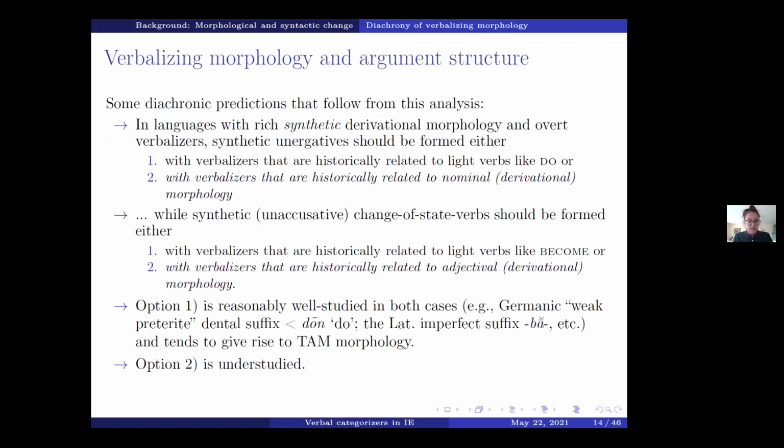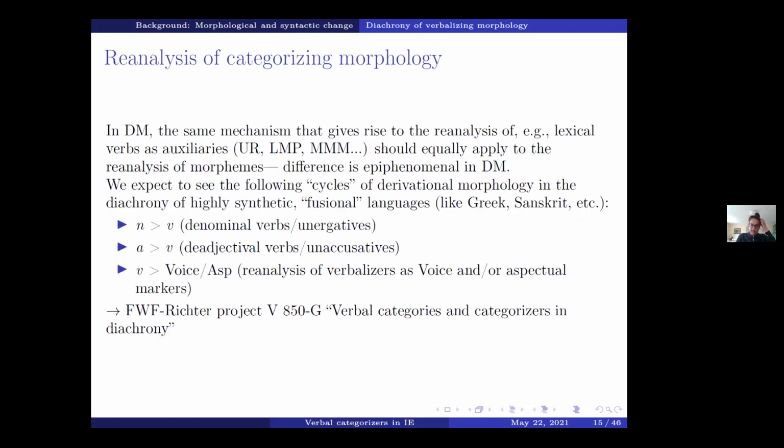And so the first option is reasonably well studied in both cases, because this is, as we said, part of this very rich grammaticalization literature, where you get light verbs that become suffixes, though it tends to be tense aspect mood morphology rather than verbalizing morphology. But there isn't really that much research on option 2. I think that's a little bit understudied. So this is the topic of my upcoming project on verbal categories and categorizers in diachrony, funded by the Austrian Science Fund and hopefully starting this summer.